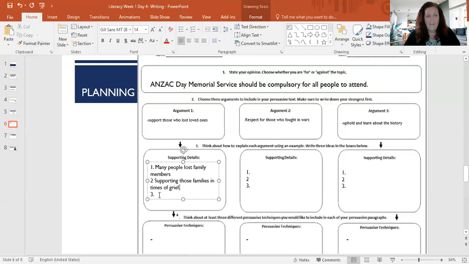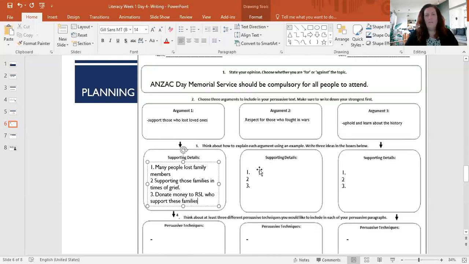And then the third one, we can donate money to the RSL who support these families. Okay, so that's my first argument.